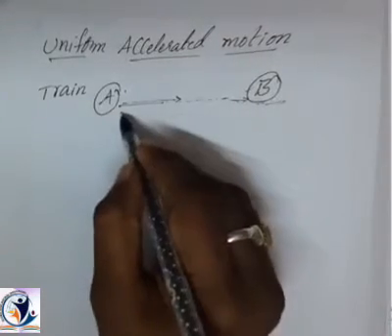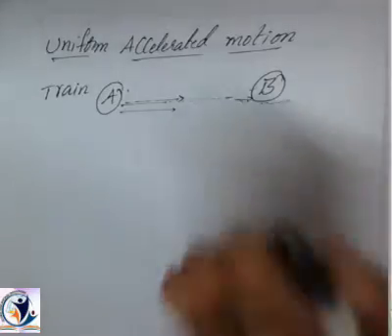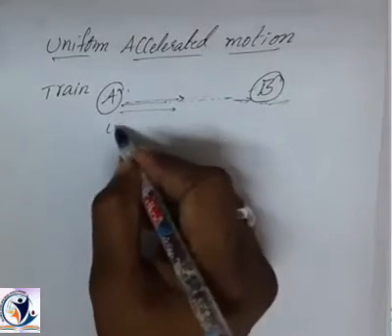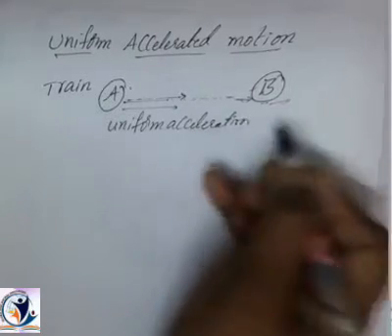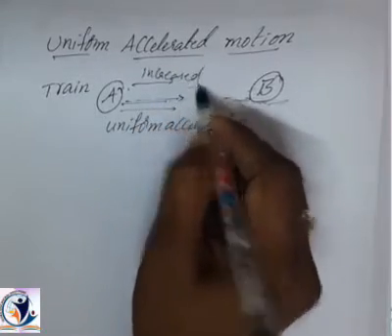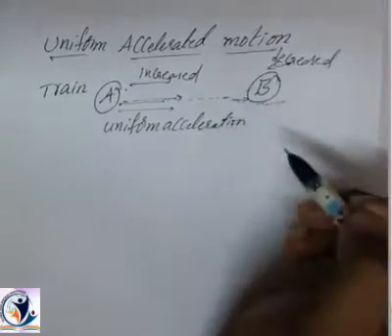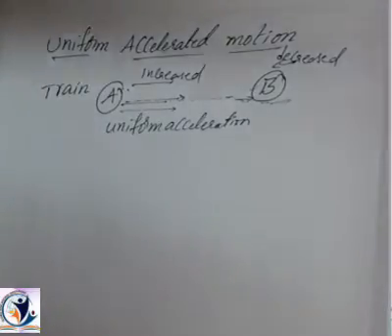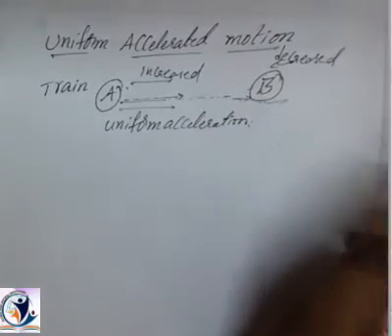Whenever it is going to increase its speed, if you observe, it follows equal changes in speed in equal intervals of time. Then we can say that it has uniform acceleration. That means whenever the velocity is increased or decreased uniformly, that can be considered uniform acceleration. Then the object possesses uniformly accelerated motion.